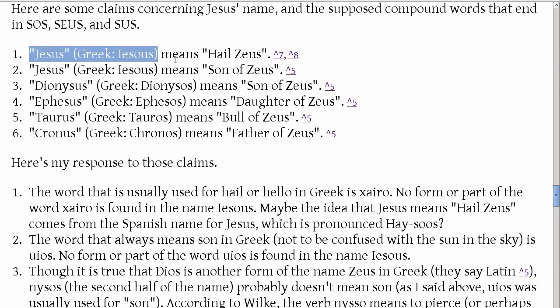1, which would be to this. The word that is usually used for hail or hello in Greek is hero. Now, first I want to explain, hail is an Old English term meaning hello. Hail also means, but it's a different meaning or a different word, it's spelled exactly the same and sounds exactly the same, hail that falls from the sky. They're not to be confused, obviously.